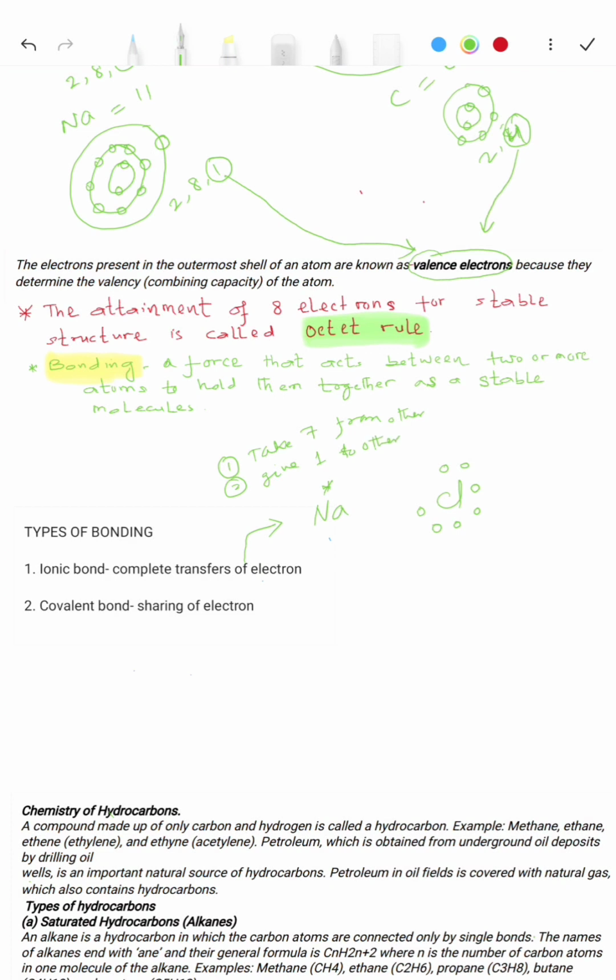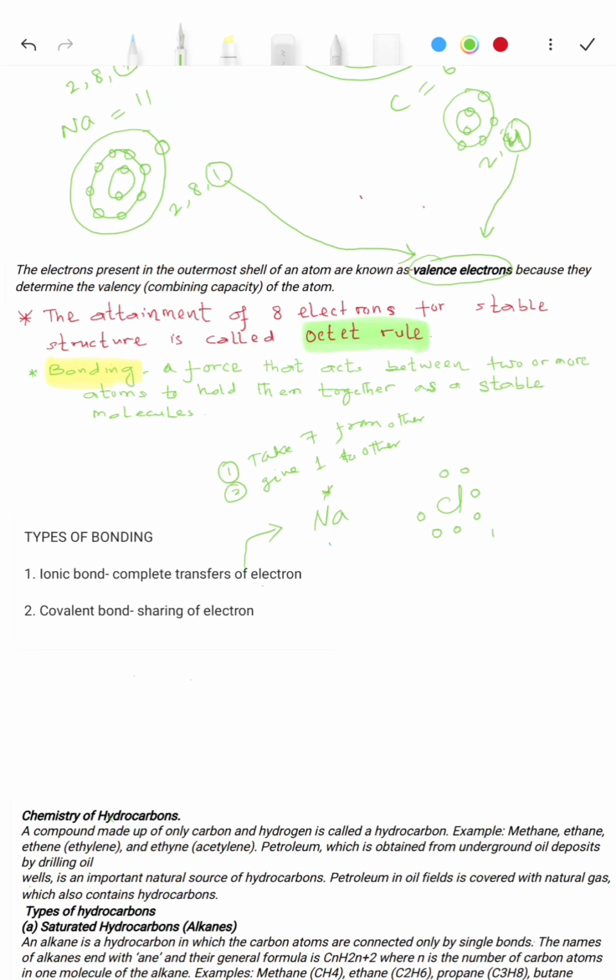If you give away 1, it becomes 10, which fulfills the octet rule. On the other hand, chlorine also has two options. One is to get 1 from others. The second option is to give away 7 to others.